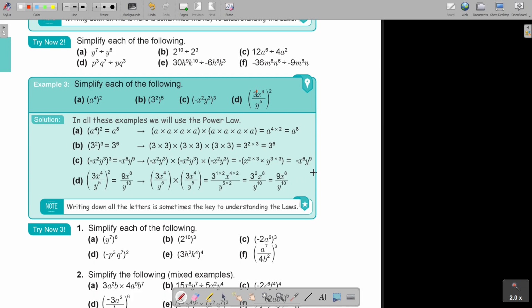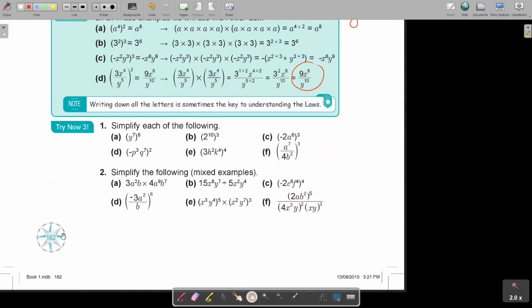I want to write it on top because it's a fraction. So I keep the base 3 and I say 1 times 2 and that's 2. And I keep the base x and I say 4 times 2 and that's 8. And then y, and I say 5 times 2, that's 10. And that will simplify: 3 times 3 is 9, x to the power 8 over y to the power 10. And I just wanted to show you this 3, what happens. Okay, and as I said, that was in the textbook on page 182.